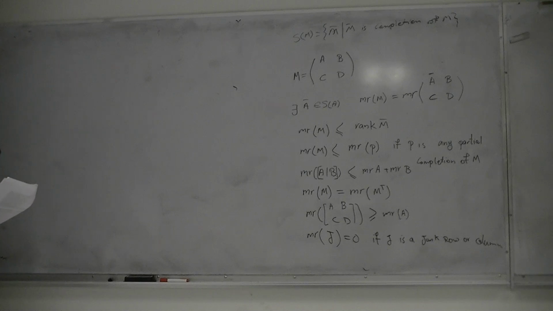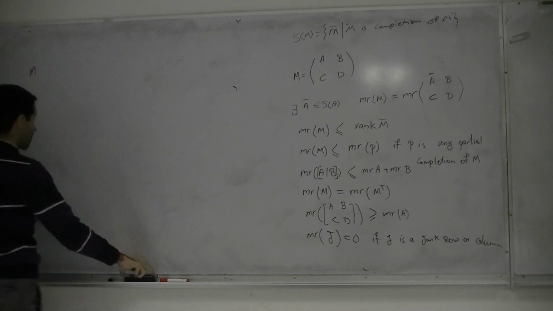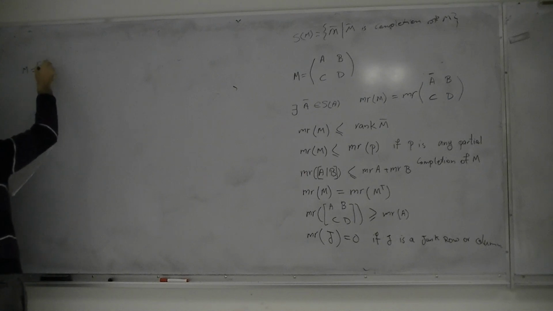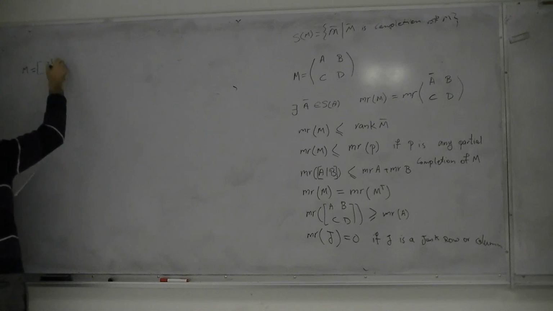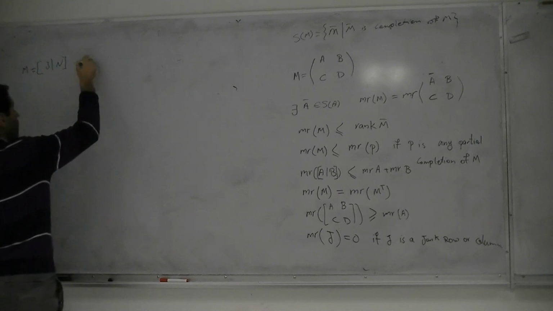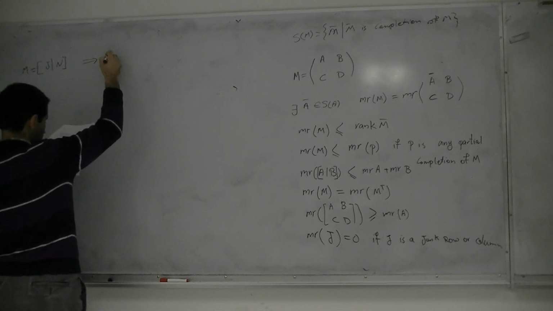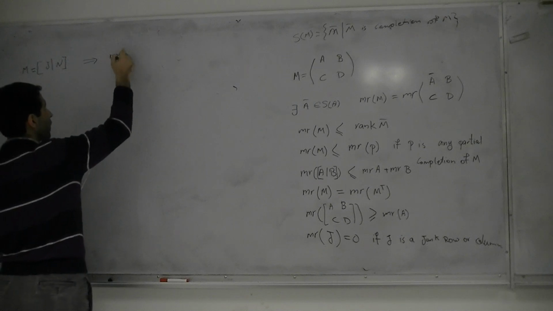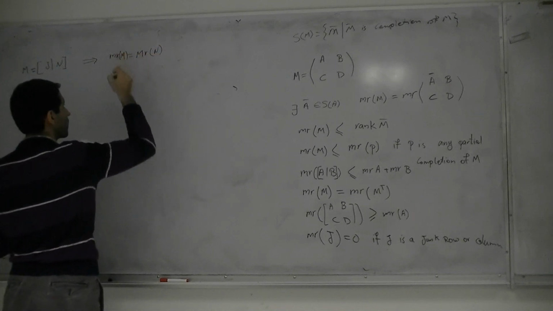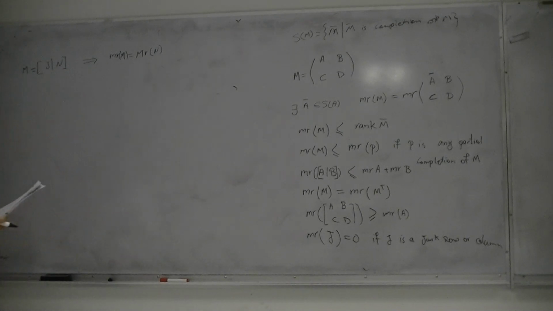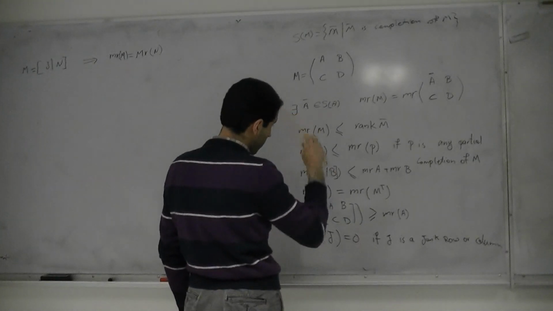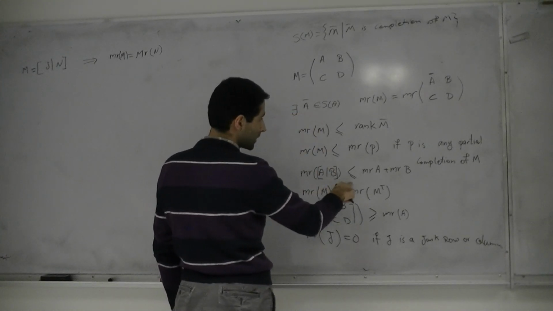And there is a theorem that says if we have a matrix M which is equal to some junk column and one matrix N, the minimum rank of M is equal to the minimum rank of N, because we know the minimum rank of A is less than or equal to the minimum rank of the submatrix.